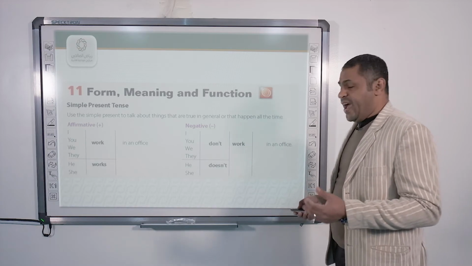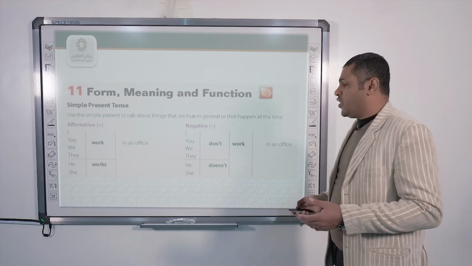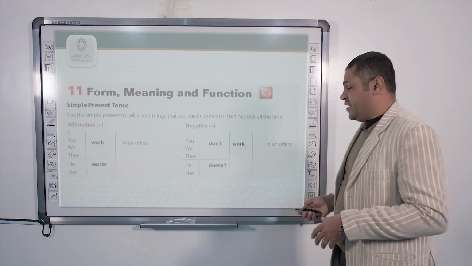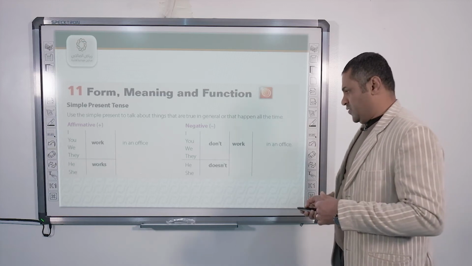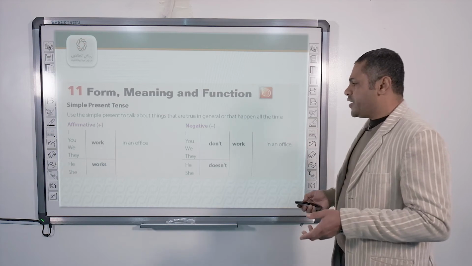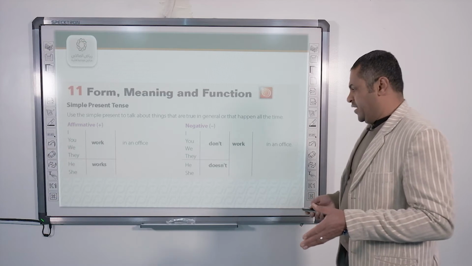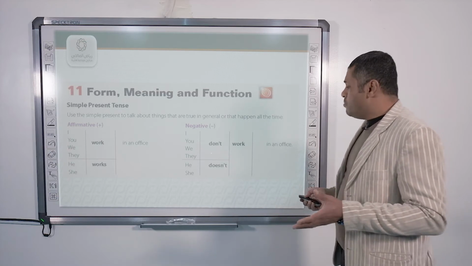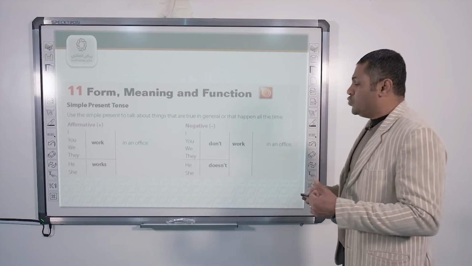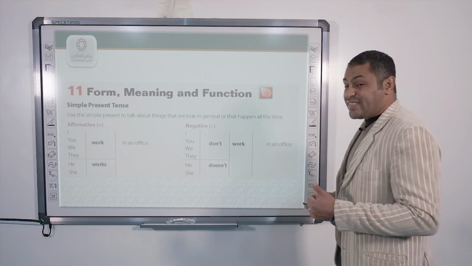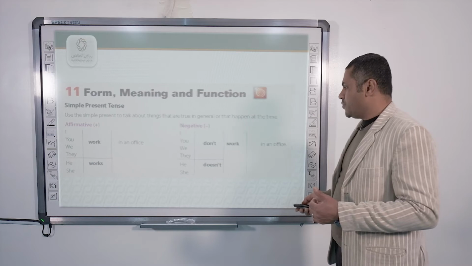With he, she, and it or singular pronoun أو أي ضمير مفرد أو أي مفرد بنستخدم الverb with s, es or ies, and we have explained it in detail in the past. Okay? For example, work with I, you, we, they, works with he, she, and it. In the negative form, we use don't followed by the infinitive with I, you, we, and they. And we use doesn't with infinitive as well with he, she, and it. Okay?